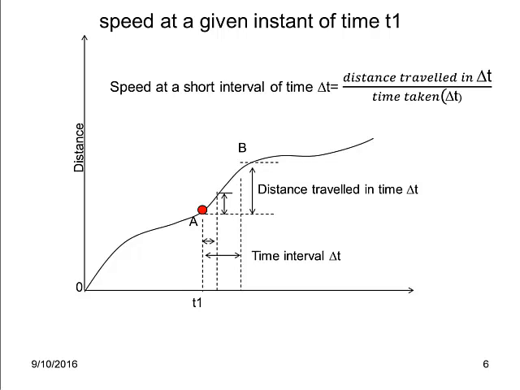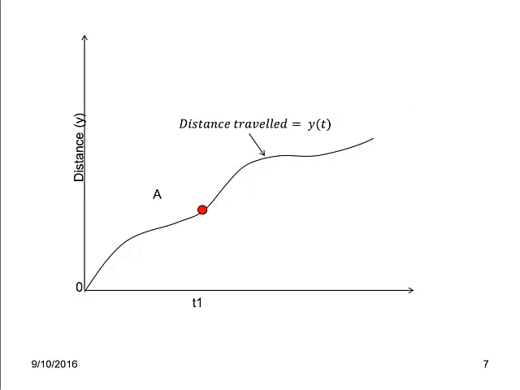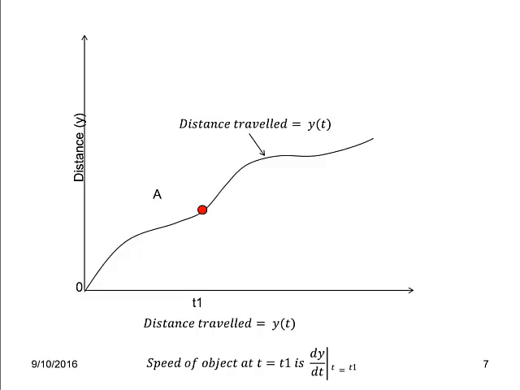In the limit, the ratio of distance traveled in a differential time period will become the differential coefficient of the curve at that location. Finally, if distance traveled is represented as a function y, where time is an independent variable, then the speed at a given instant t equals t1 will be dy/dt at t equals t1.